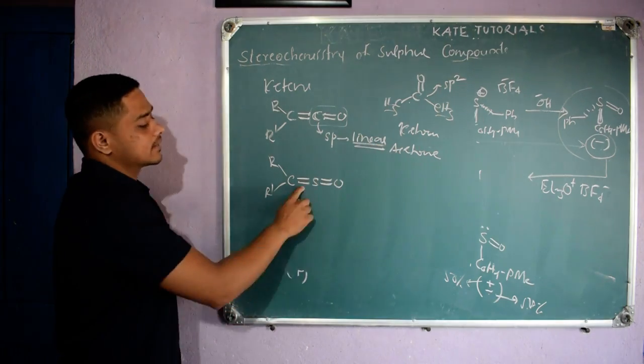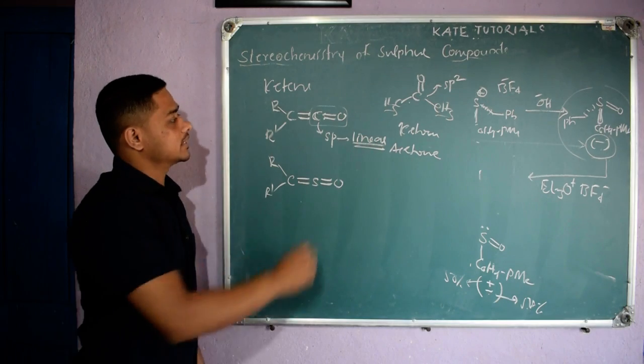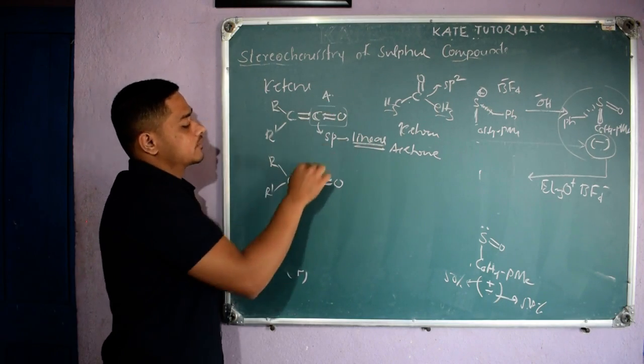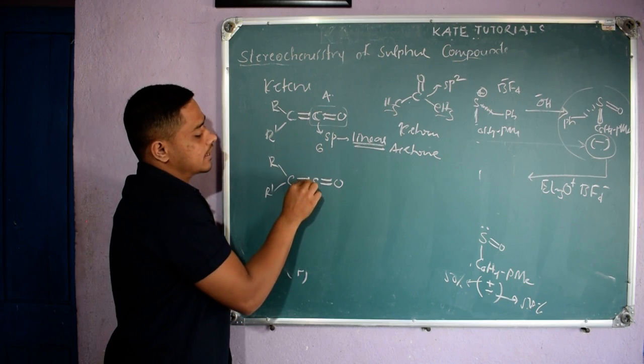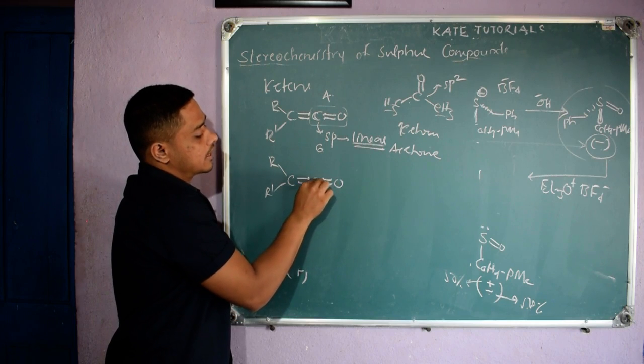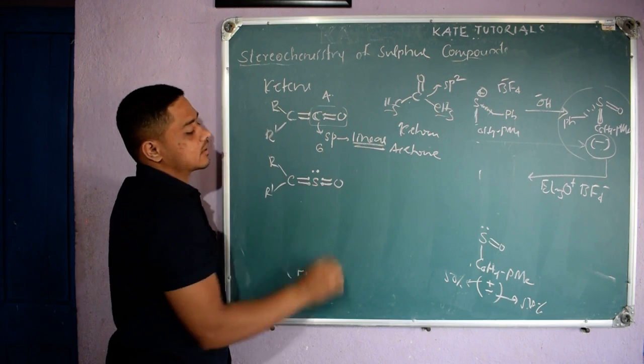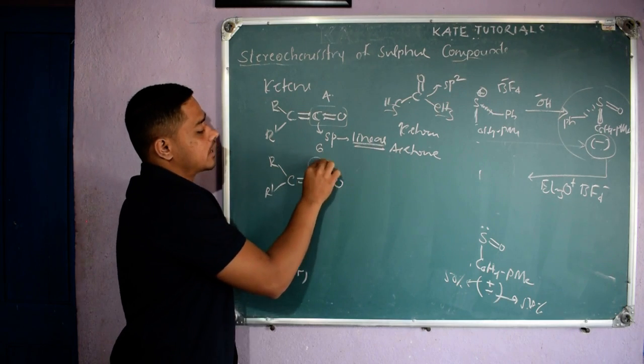Linear. But here the sulfur, the valence is how much? Here the carbon valence is 4. But with sulfur, the valence is 6. 6 means here see 1 electron, 2 electron, 3 electron, 4 electron, 5 and 6 electron. So there will be a lone pair of electrons.